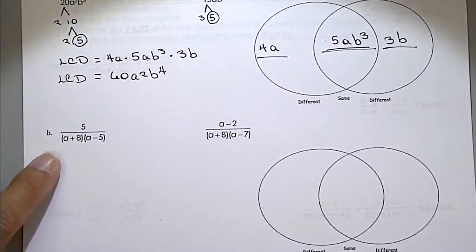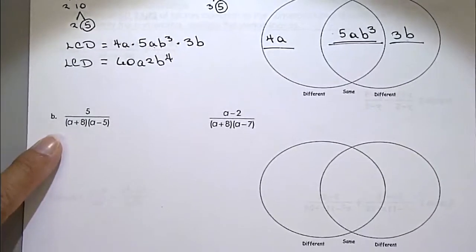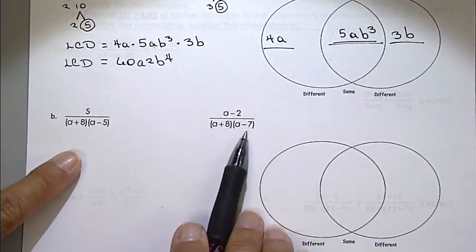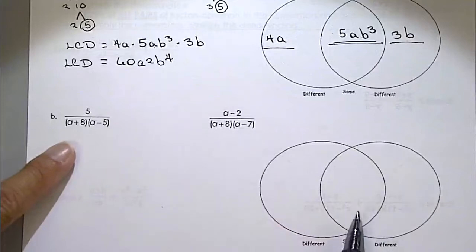Now, let's take a look at this next one. It's already been factored into binomials for us. The denominator of A plus 8, A minus 5. The second denominator, A plus 8, A minus 7. What would we say they have the same?